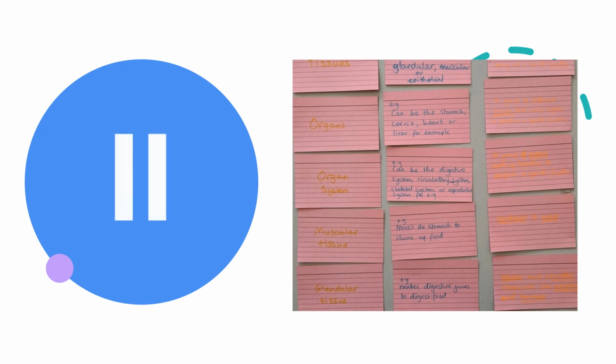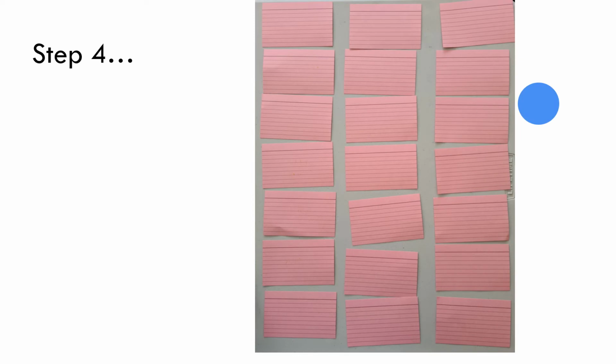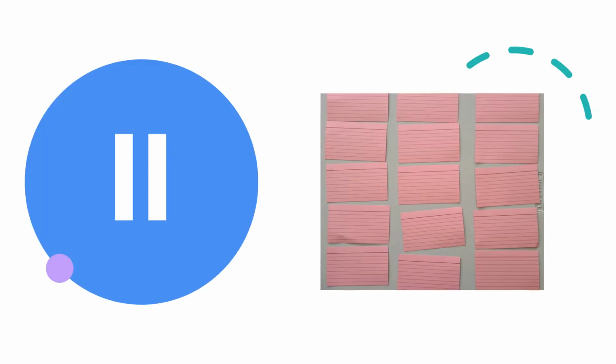Finally, shuffle the index cards, writing side down, and lay the cards flat on the table, as shown in the image. Press the pause button now so you can complete this. Congratulations, you have now made an interactive revision tool.